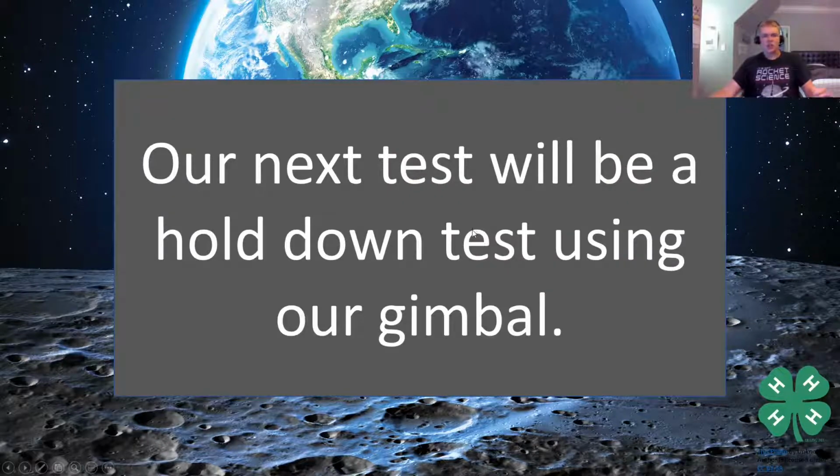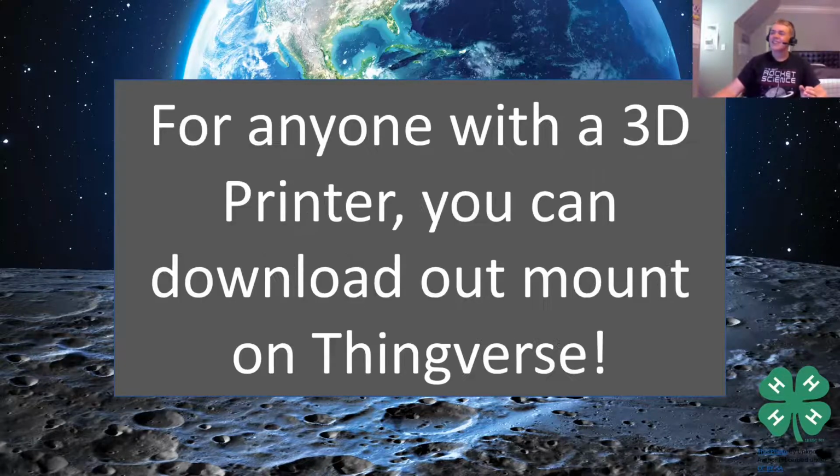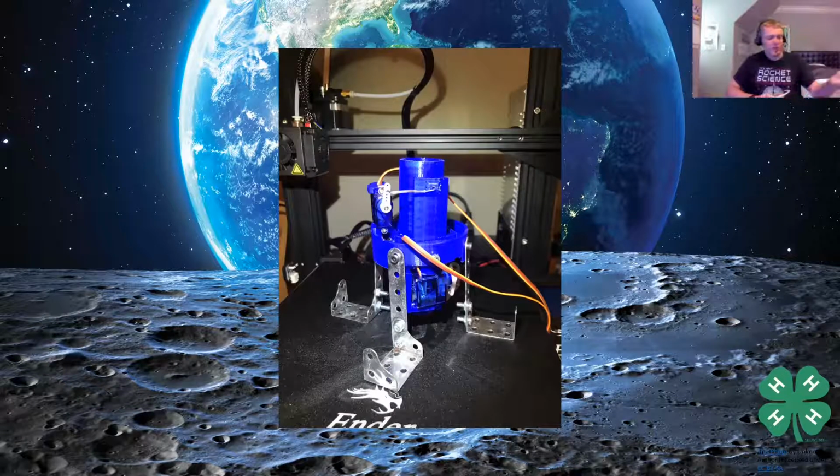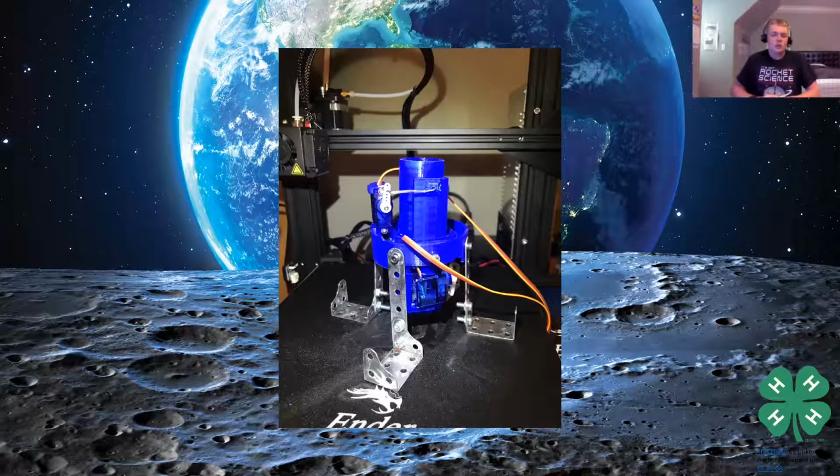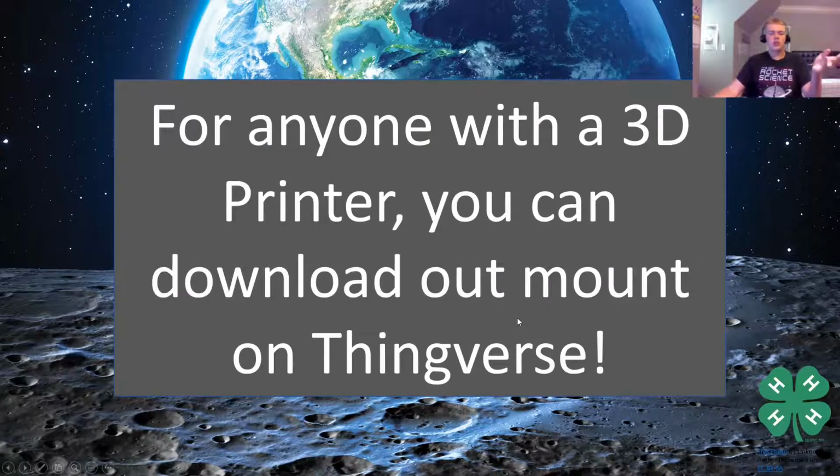Our next test will be to conduct a hold down gimbal test. Now, this is something that has not happened yet, but we are very, very close, and we are extremely excited for it, as you can tell. This is our mount. This is what we will be gimbaling. I actually have one right here, and it is a mount where we can control it in the X dimension, and we can control it in the Y dimension. And that gives us a full range of motion to be able to guide this model rocket. For anyone with a 3D printer, you can download our thrust vector control mount, that's what it's called, on Thingiverse, and you feel more than welcome to do that.